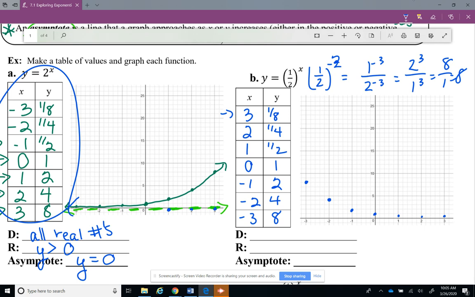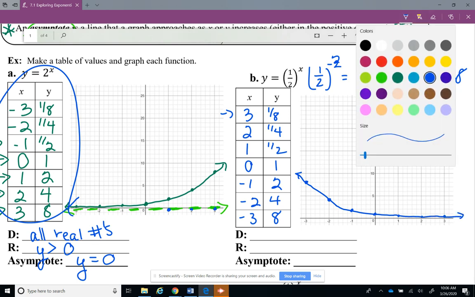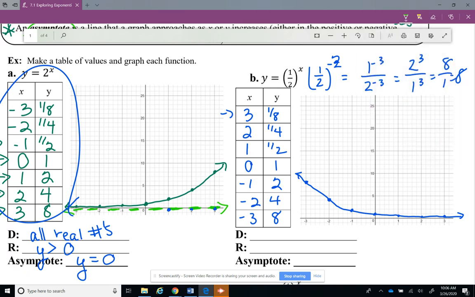Let's connect the dots. Always put arrows at the end. And you can see it's getting closer and closer and closer to that same line, the asymptote, but it will not touch it. So let's do our dashed lines. We're drawing the asymptote right now. Asymptote has arrows at the end of it too.